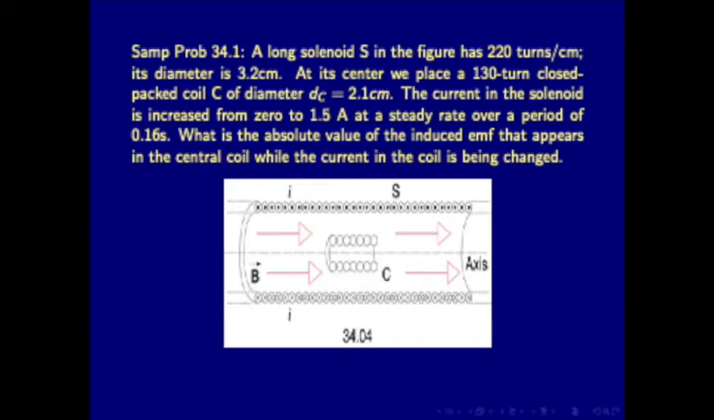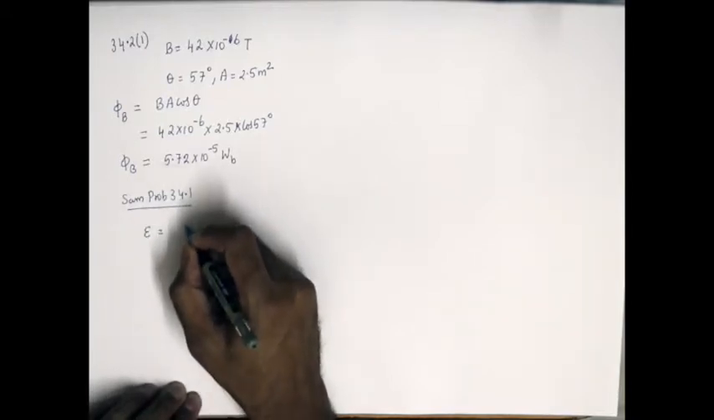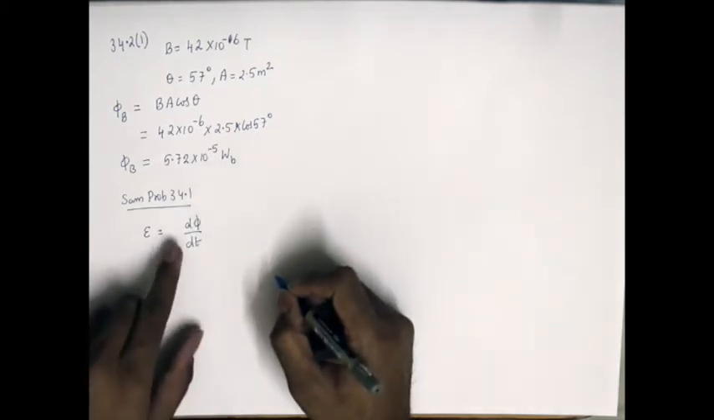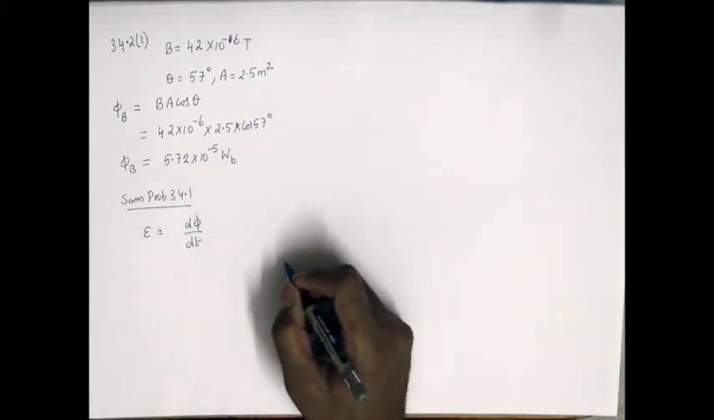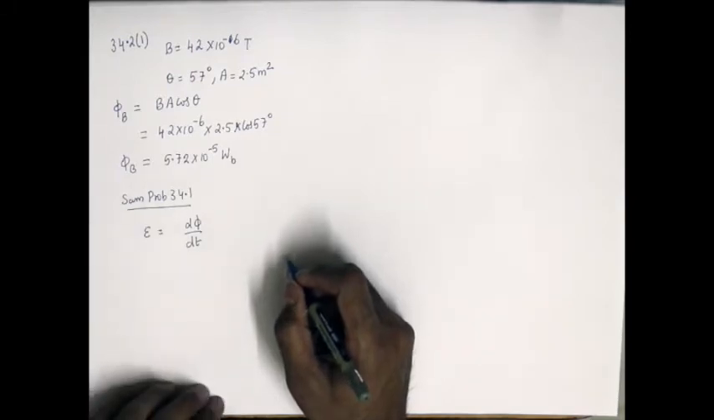Therefore, the flux associated with coil C will be changing, and therefore there will be induced current in coil C. That is what we are supposed to find out. That is induced EMF in coil C. So let's do that. We know from Faraday's law of induction, EMF is equal to d phi by dt. Since we are being asked to calculate only the magnitude of the EMF, we have suppressed the minus sign.